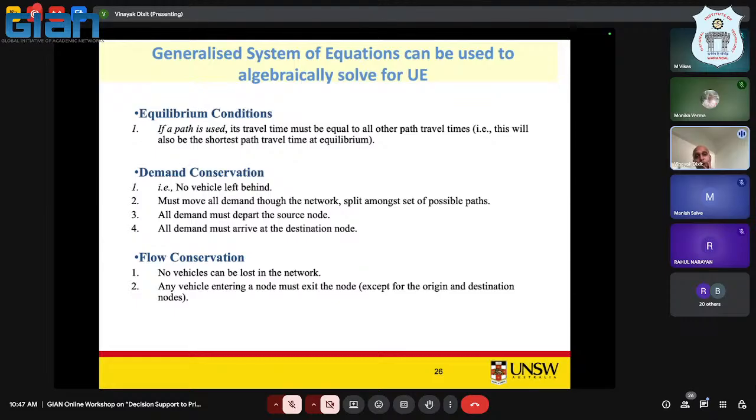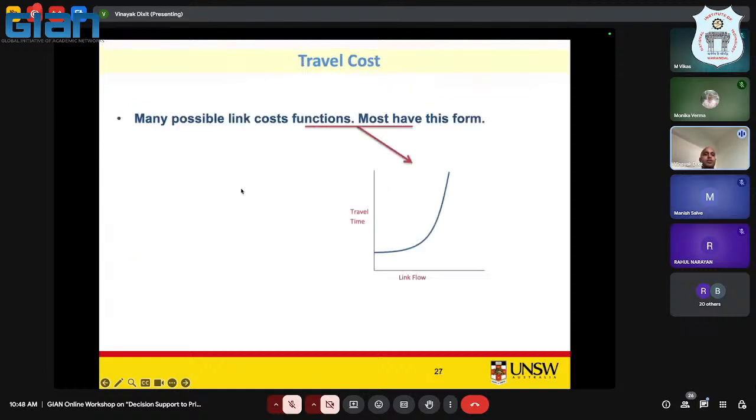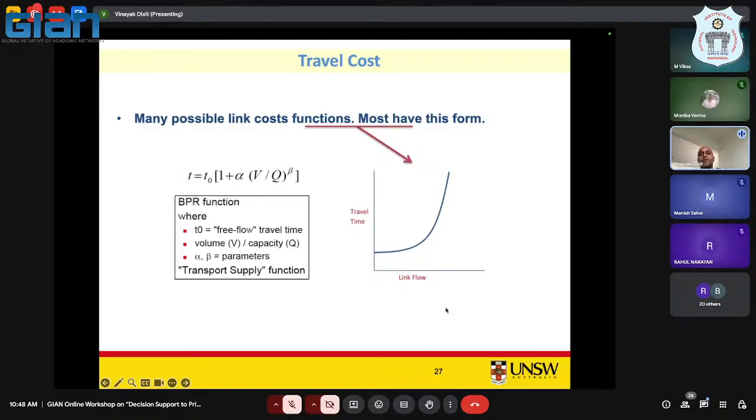But the problem is actually being able to find all the paths. Then there is travel cost. Many possible link cost functions exist, and most have this form. A link performance function tells you how the travel time changes with link flow. That's basically the idea of V by C.